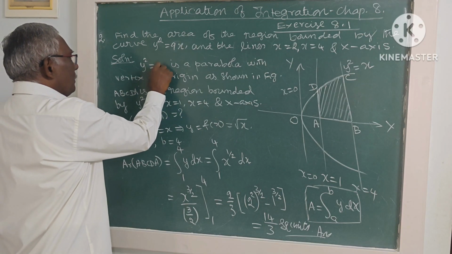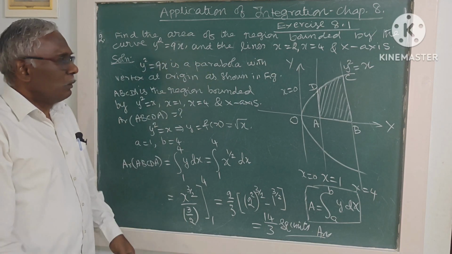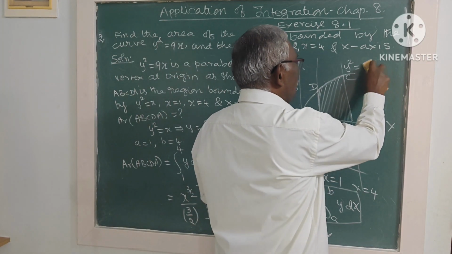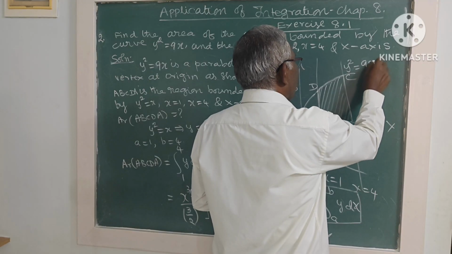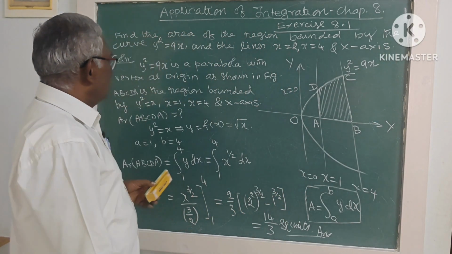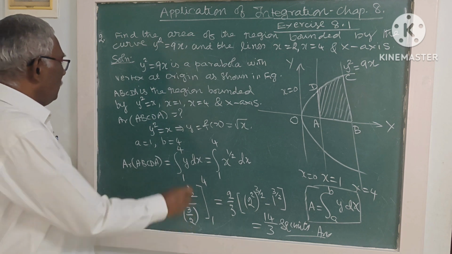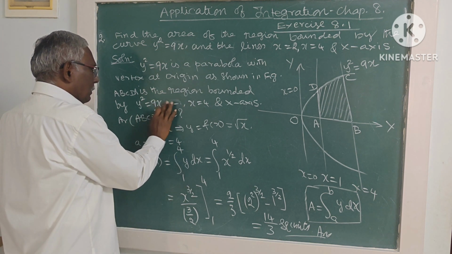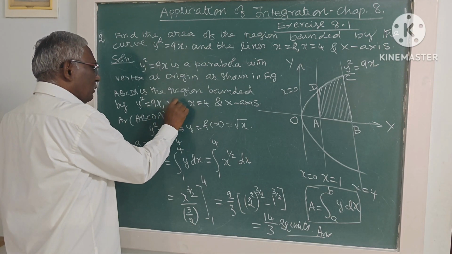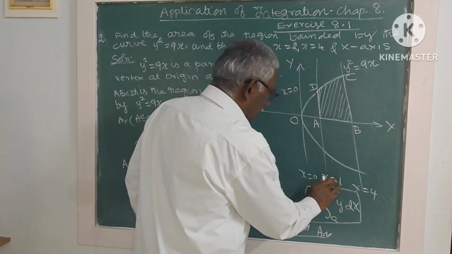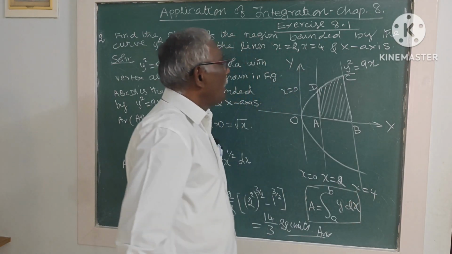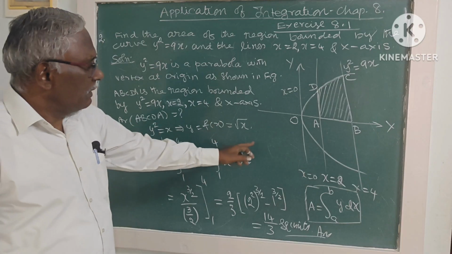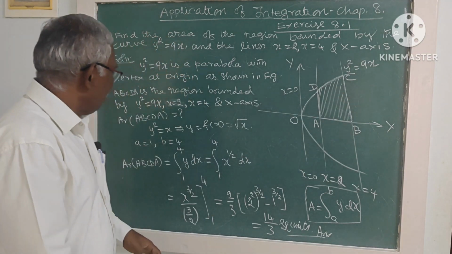Again, y square is equal to 9x is a parabola with vertex at the origin as shown in the figure. Here y square is equal to 9x, and x is equal to 2 and x is 4 on the x-axis. We have to find what is the area of the region ABCDA.